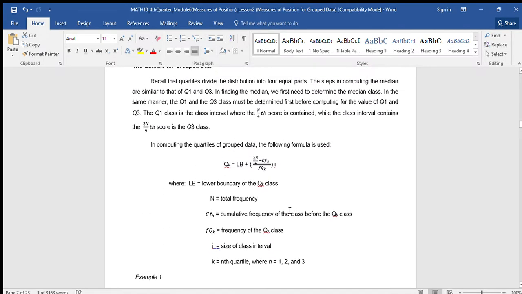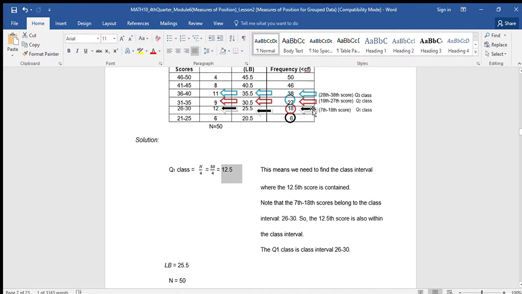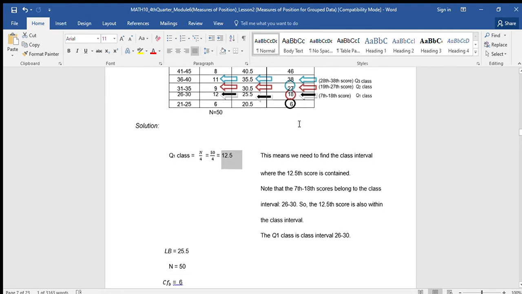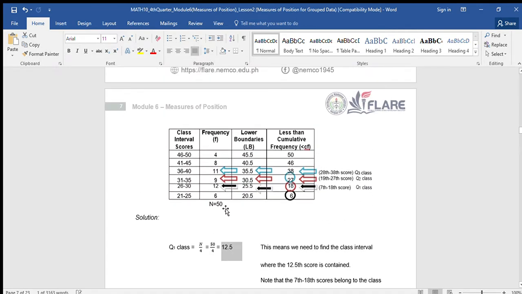Again, CF sub B is the cumulative frequency of the class before the Q1 class. So that means 18 is our chosen class, right? So before 18 comes the previous cumulative frequency. What is before 18? That is 6. So that's why we write 6 here. And then the frequency of Q1 here is 12.